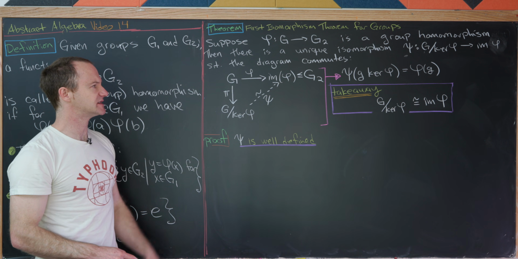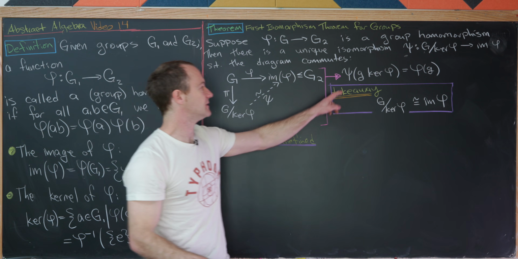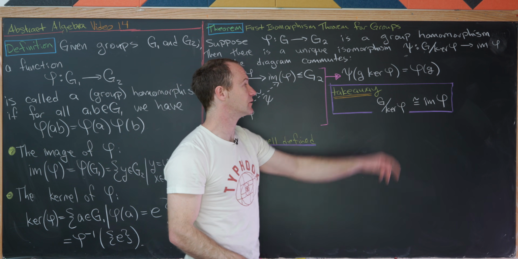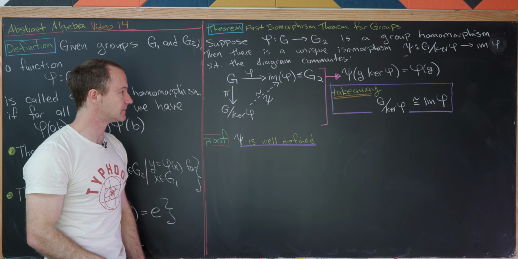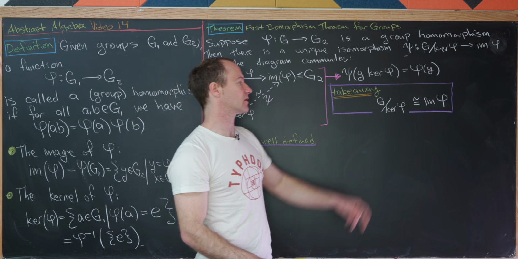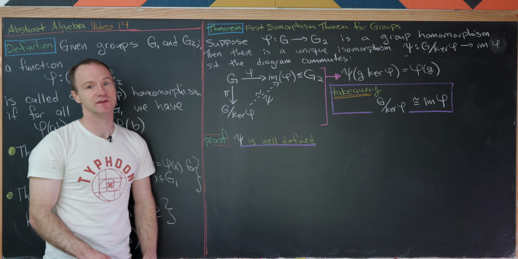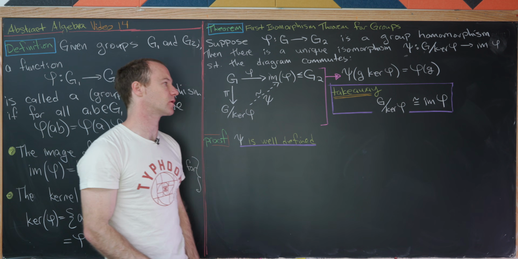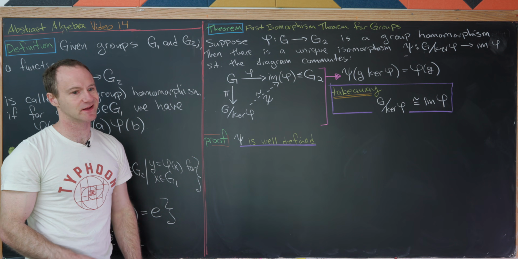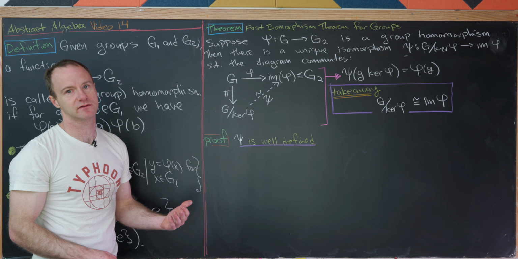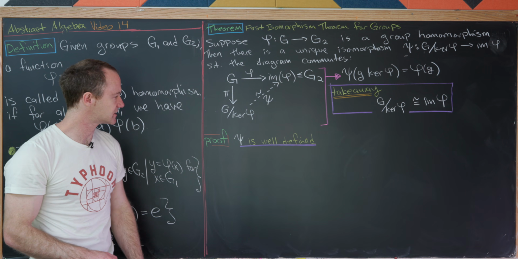And what does it mean for this diagram to commute? Well, it means that psi of the coset g kernel of phi is equal to phi of g. And the big takeaway here is that G mod the kernel of phi is isomorphic to the image of phi. So this is a super important tool for showing that certain groups are isomorphic. And that's how we'll use it with some applications coming after this.